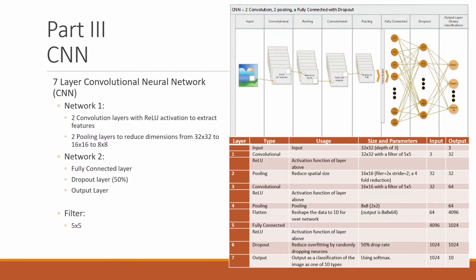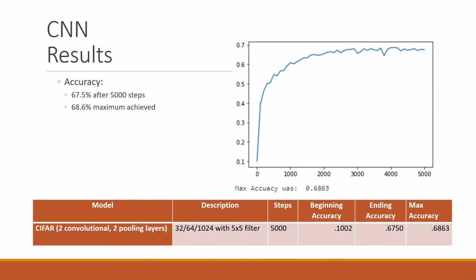So this 2 convolution with 2 pooling layers model accuracy didn't seem that good. The accuracy after 5,000 steps was 67.5%, and the maximum accuracy was 68.6%. However, if you recall the earlier conversation regarding the accuracy of the Stanford Dogs dataset being 22%, then it puts a more positive spin on these results for the CFAR dataset.